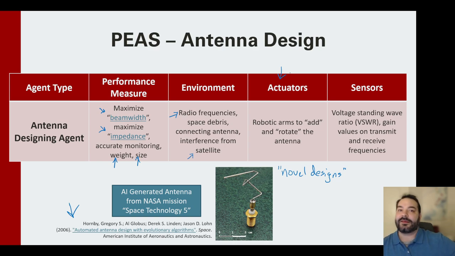So when we're thinking about the design of this little picture right here, actuators here were the actual antenna design, not the satellite, but designing out the antenna. Going through the paper, you can see that they were extruding out that antenna wire, and it had two, four, depending on how you want to look at it, activities. Forward, rotate X, rotate Y, and rotate Z.